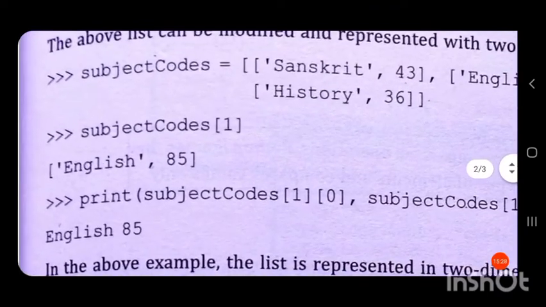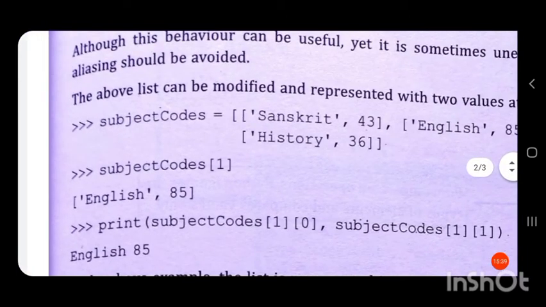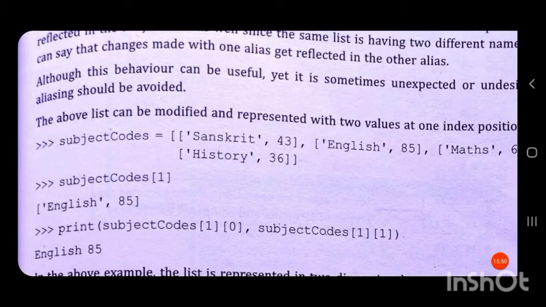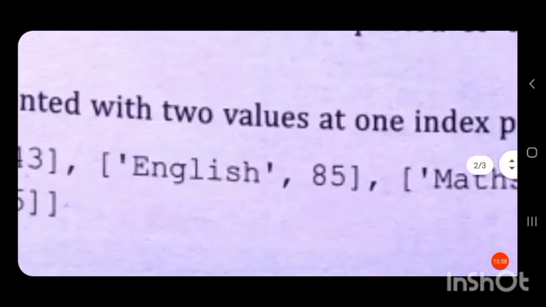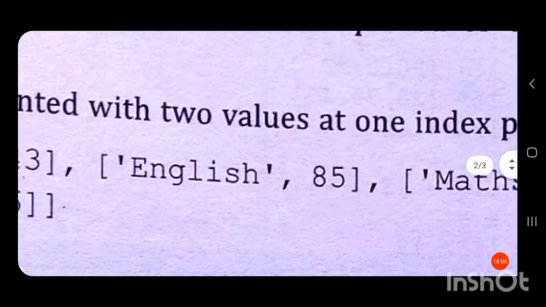Now you can see it printed subject codes [1][0]. So this represents in the list subject codes row index 1, column index 0. Row index 1 means at index position 1, the nested list. The list at index position 1 is English, 85. In that, the 0th index value, column index 0, is the first.